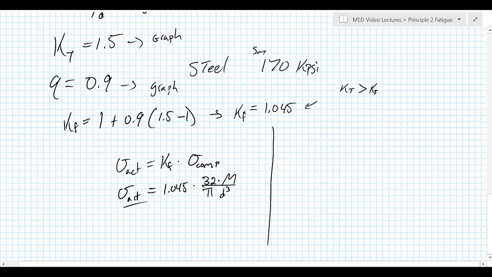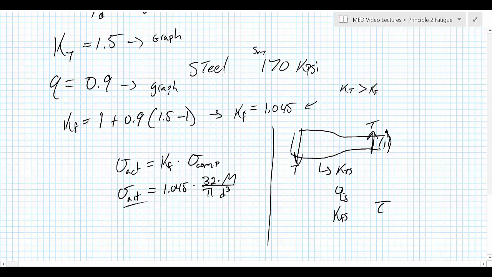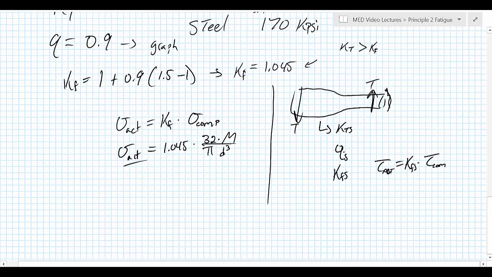Now we could have done the same process if instead we had this bar, the same round shaft, with a torque applied. If we had the exact same round shaft, the only difference is we'd come up with a KTS and we'd come up with a QS. And ultimately we'd use those two values to come together for a KFS, such that our actual value of shear that we care about is KFS times our computed shear. Again, in this case, with this being the smaller diameter, our actual one would be KFS times 16 torque over pi d cubed for a solid round shaft.